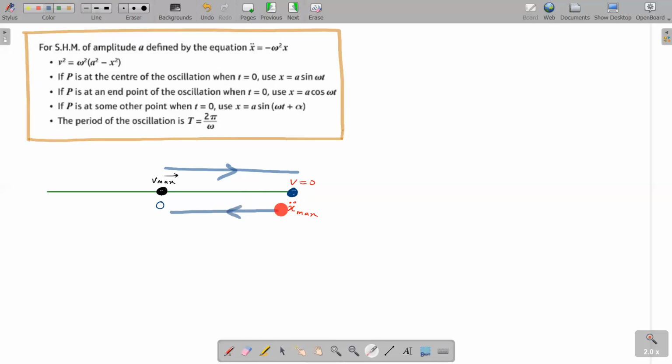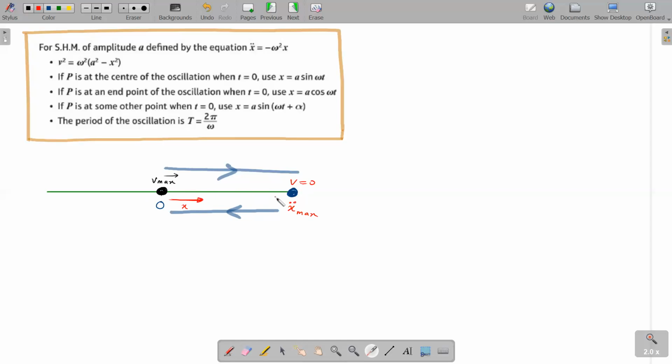And then when you start moving back, what happens? You end up speeding up. Of course, you will be coming towards the origin. The velocity will increase. But as you can see, the displacement, the x, is measured away from the center, right? So when you start coming back, displacement will decrease, which means what? The magnitude of the acceleration will decrease.